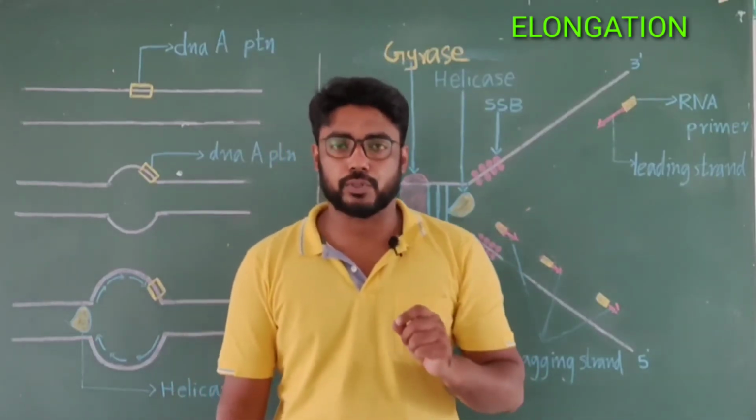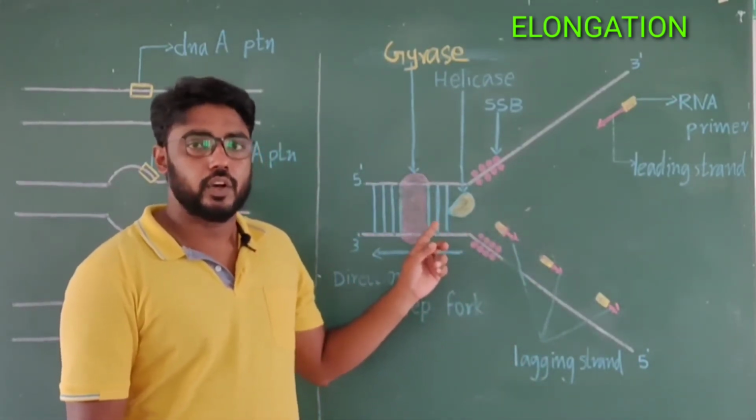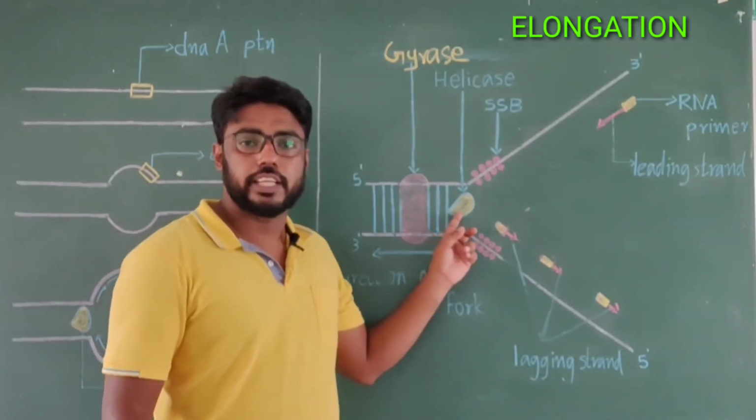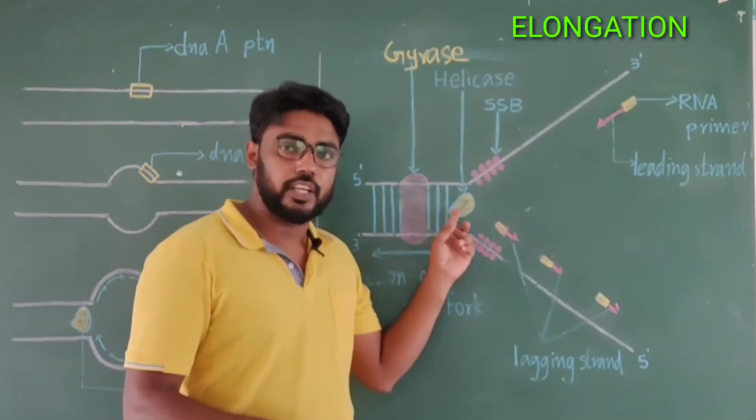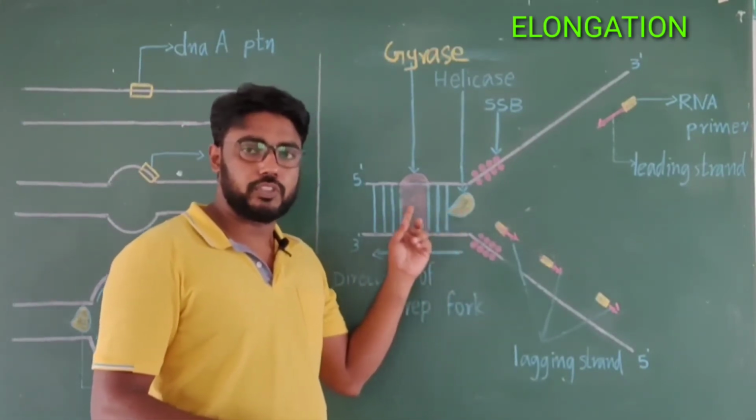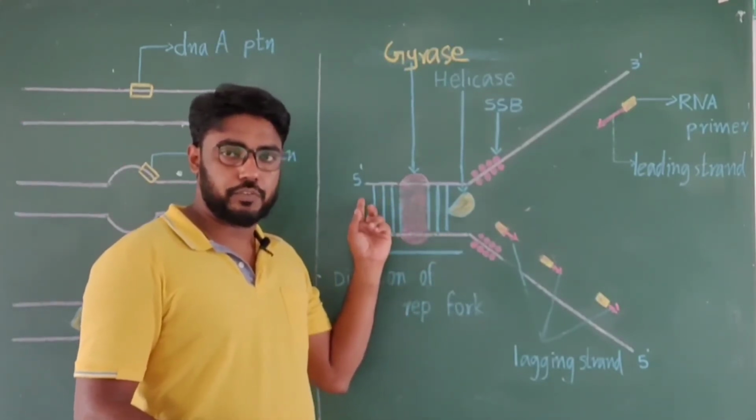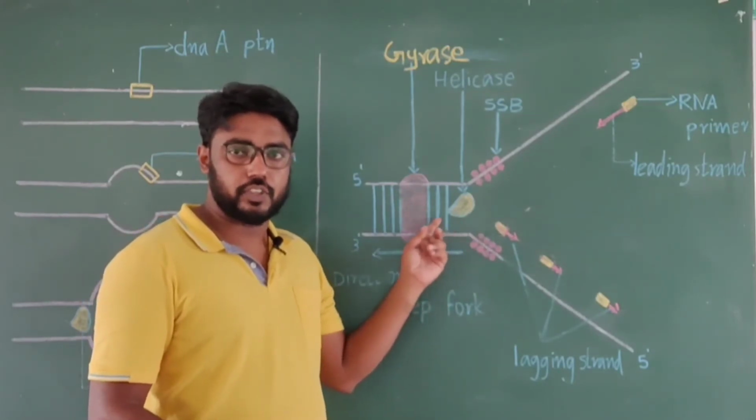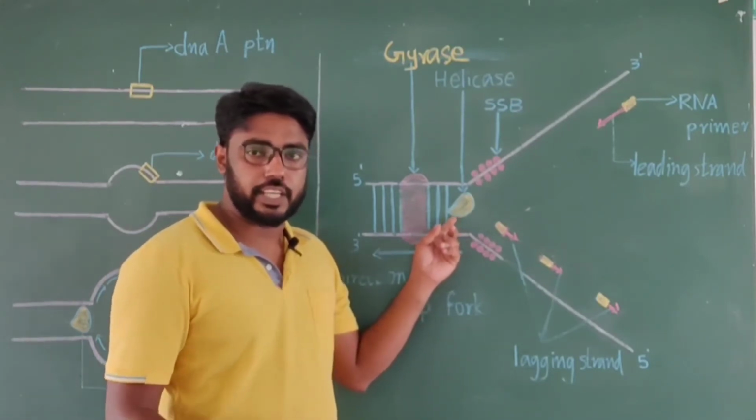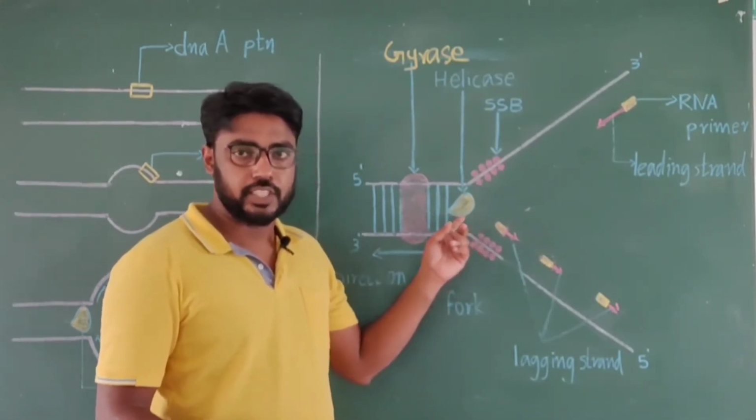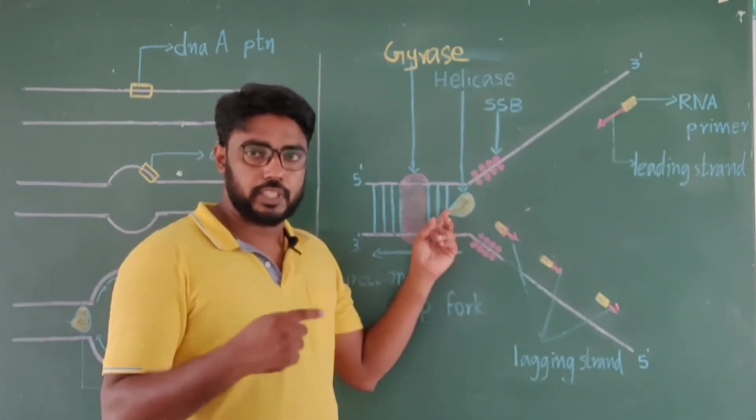Now the elongation process. In the elongation process, the helicase enzyme continues to unwind the DNA like a zip opening. The helicase enzyme will move in this direction, and it removes the hydrogen bonds and unwinds the double stranded DNA like a zip opening.